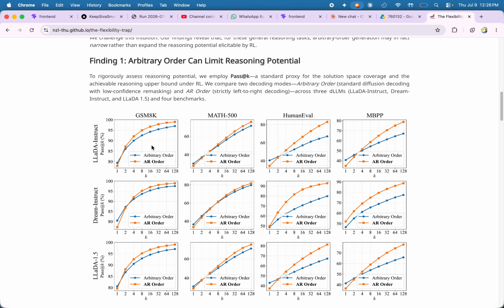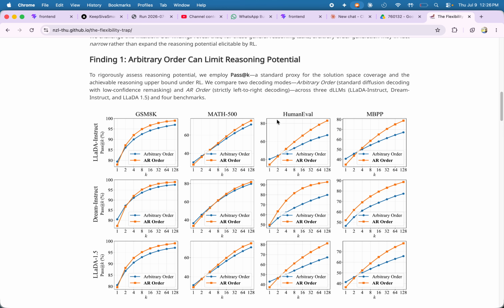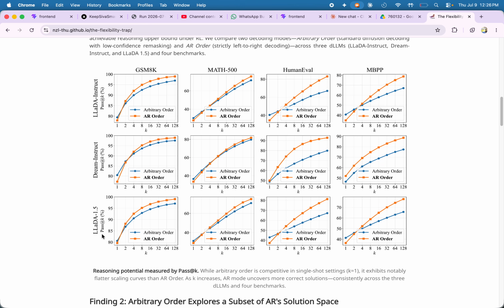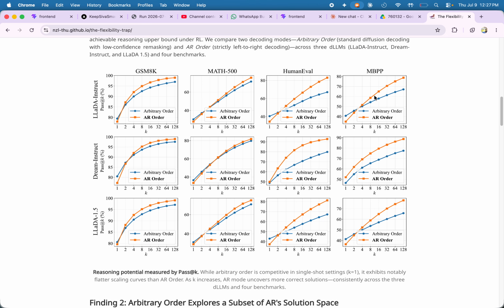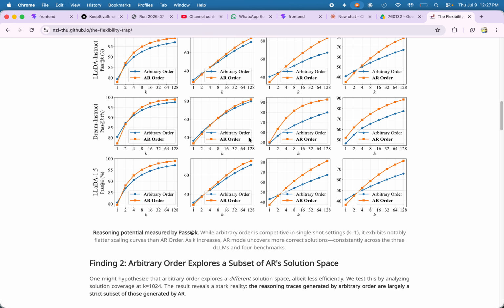So here we compare both approaches. The blue is the arbitrary order, and the left is the AR, the strict left to right order that we propose. So we do it across different DLLM models, like LLaDA 1.5, Dream Instruct, LLaDA Instruct. For all these models, across different industry benchmark datasets, everywhere we see that when we increase the group size, just GRPO with our left to right technique is performing very well. So that's what we are seeing.